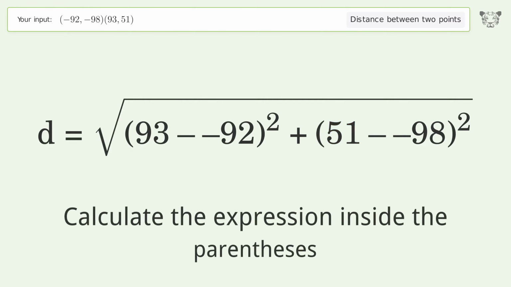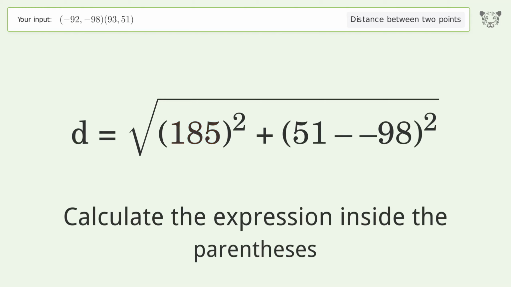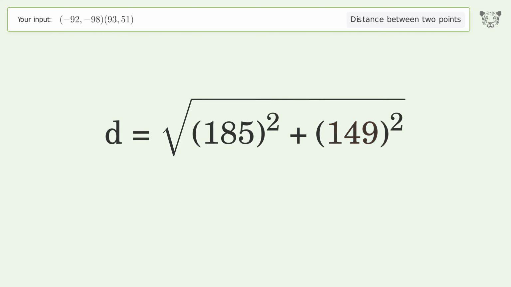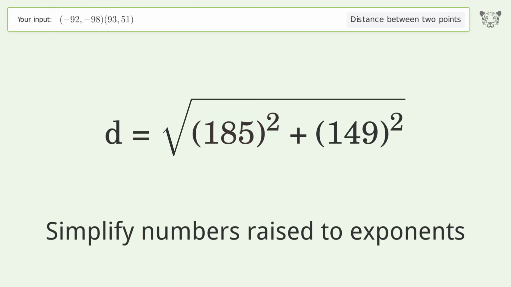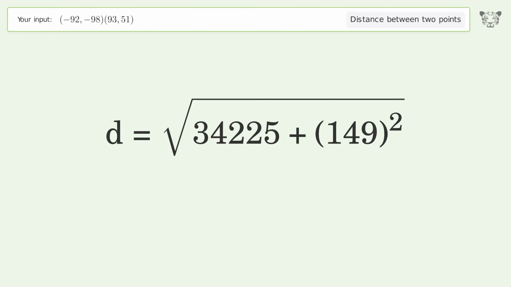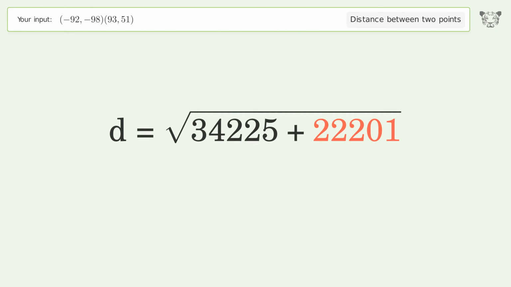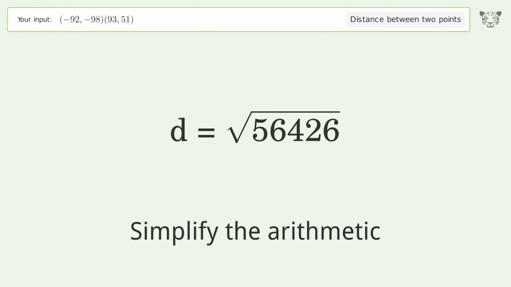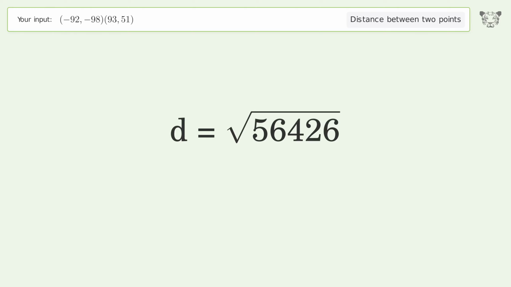Calculate the expression inside the parentheses. Simplify numbers raised to exponents. Simplify the arithmetic. And so the distance between the 2 points is the square root of 56,426, or 237.542.